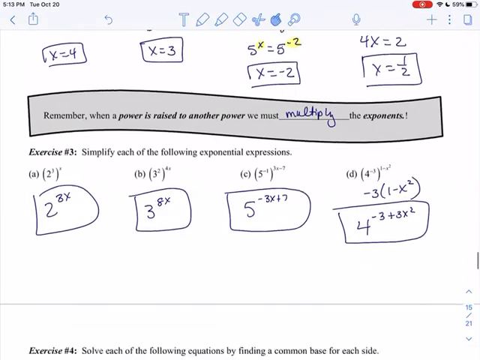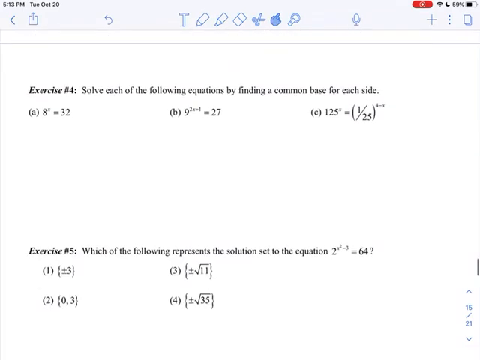All right, let's see what I have on the next page. I think I'm just solving some more of these. And I have a multiple choice to try because those are always on a test or a Regents. Solve each of the following equations by finding a common base for each side. Again, common bases are usually 2, 3, or 5.